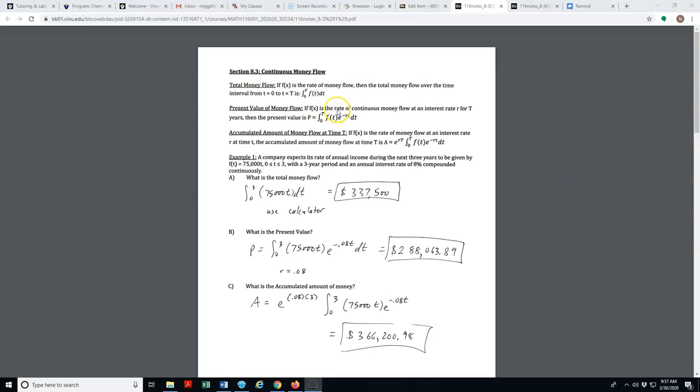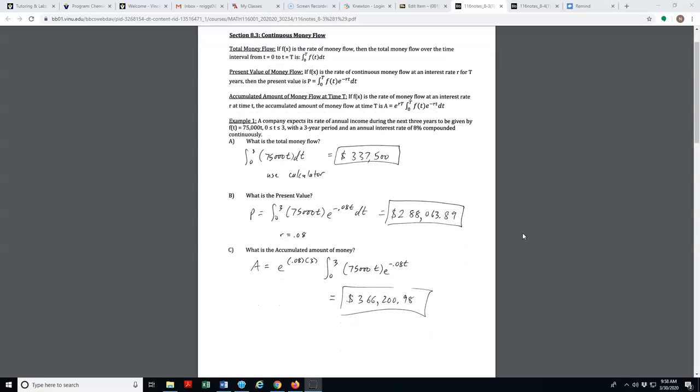And so for total money flow, it's the integral from 0 to T of whatever the function is times dt. For the present value, it's again that function f of t, but now times e to the power of negative r times t. R is the interest rate. And then accumulated money flow, we basically have that present value, but then we're also going to multiply by e to the power of r times capital T.